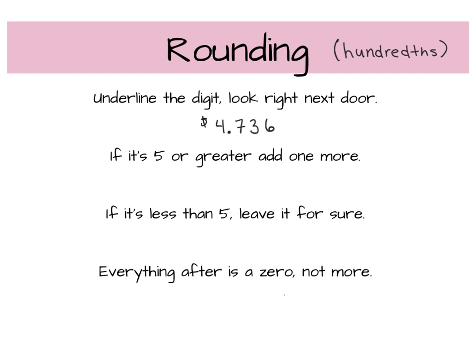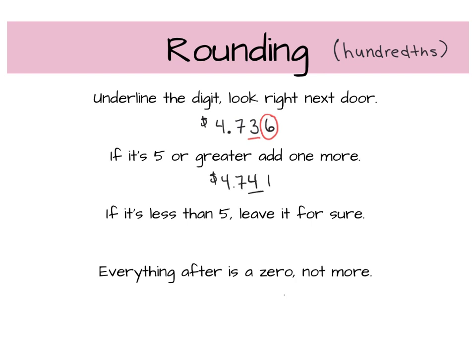Another thing we want to look at is rounding money, which means that we have to round to the hundredths, 2 decimal places, because there are 100 cents in each dollar. So we know that we'll be rounding to the hundredths position, so we want to find that. And again, we want to look right next door. If that number right next door is 5 or greater, then we'll add one more to the place value that we're looking at.